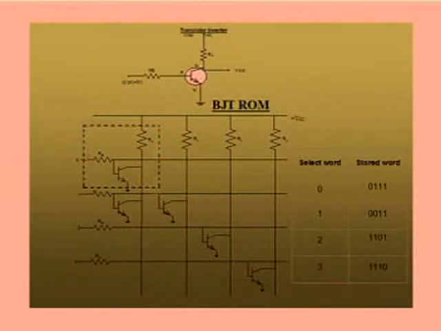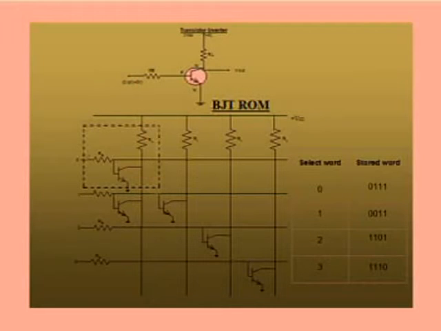Suppose when you select the 0 line, the corresponding line will be high. So because of the inversion, the output of the transistor will go low. When you select the 0 line, the stored word will be 0, 1, 1, 1. So when the transistor is present, because of the inversion, you will get the output 0. If the transistor is not present, you will get the same voltage as that of the input. Similarly, when you select the number 1 line, because of the inversion, you will get 0, 0 in the first two transistors.